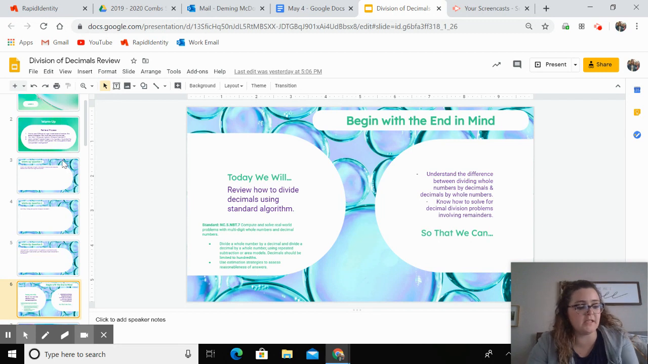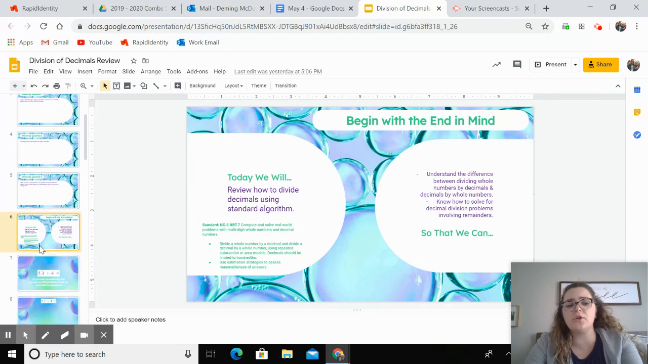So the goal for today's particular lesson is that we will review how to divide decimals using the standard algorithm. The reason we are doing this is to understand the difference between dividing whole numbers by decimals and decimals by whole numbers. So how does the standard algorithm, or the steps that we use to solve, change based on if we're dividing the whole or if we're dividing the decimal? And then also so that we can know how to solve decimal division problems involving remainders.